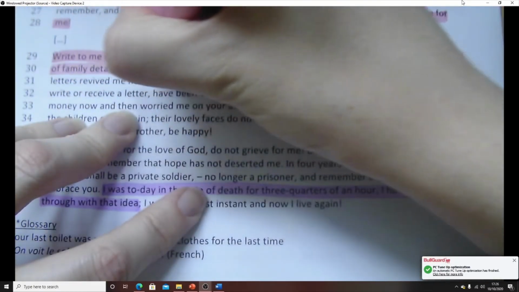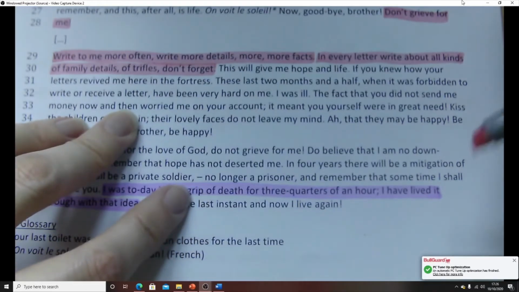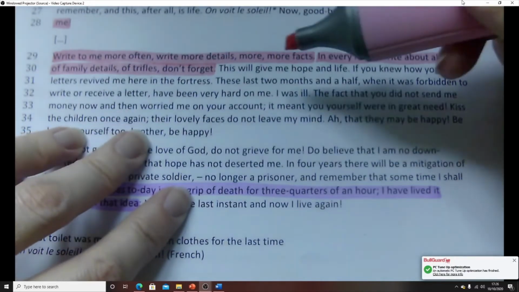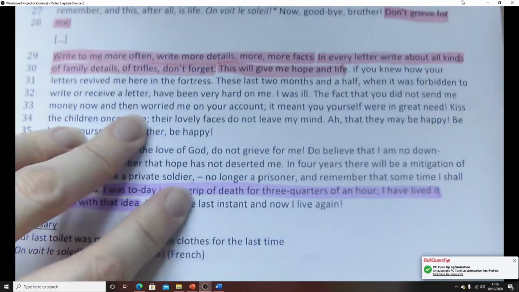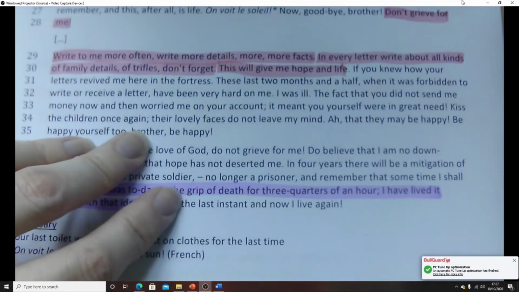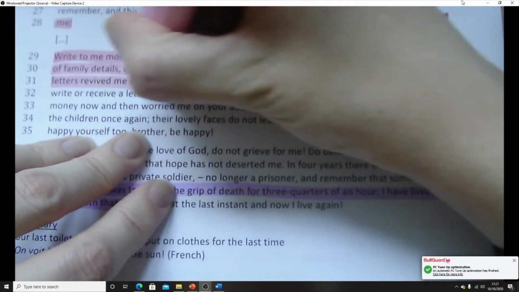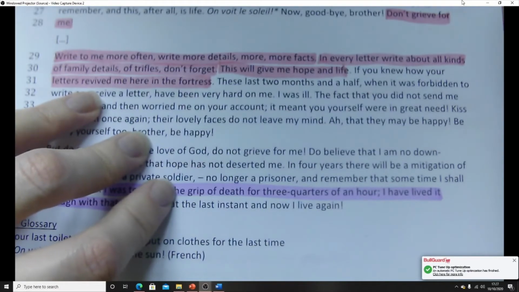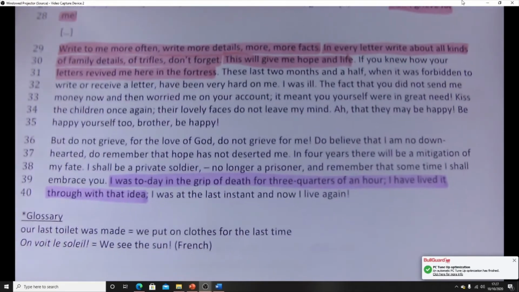And like I said, I'm just kind of expressing to you my inner thoughts as to why I'm highlighting these things. And obviously I only want to select 3 to 4 of these depending on how much time I need for answering these questions. "This will give me hope and life." So again, that's quite important because it's putting a lot of importance on the letters from his brother. Again, reinforcing the significance of that relationship. "If you knew how your letters revived me, here in this fortress." So again, that verb "revived," suggesting that it brings him back to life, that he gives him life. So reinforcing how important the communication with his brother is.